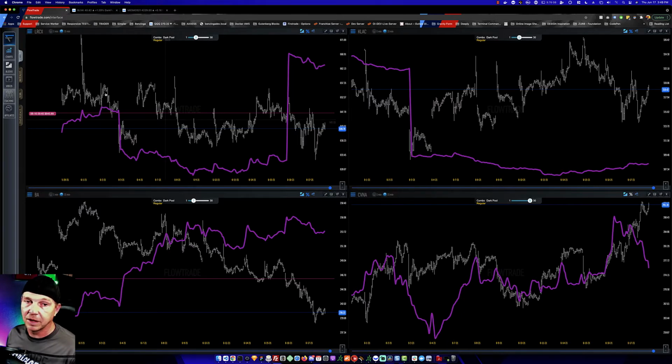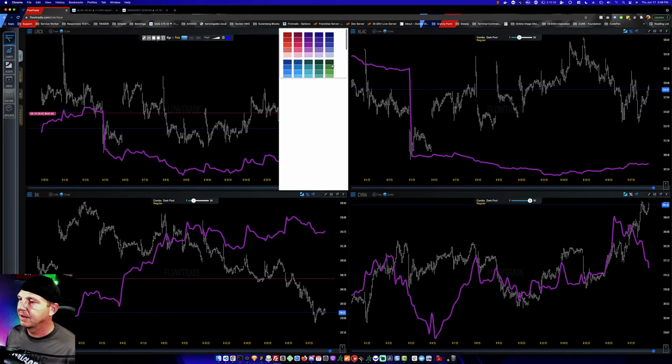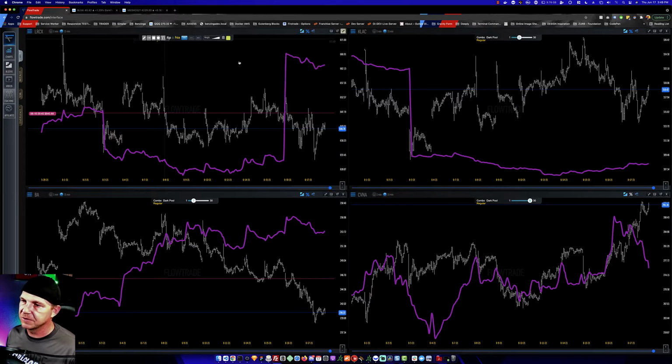I'm going to go from upper left to right and bottom. LRCX, we've got nice, strong, look at this, vertical bullish divergence coming in on the 16th. So net selling yesterday, LRCX was net buying, right? Nice, massive, nice bullish divergence. We like bullish divergence, right?